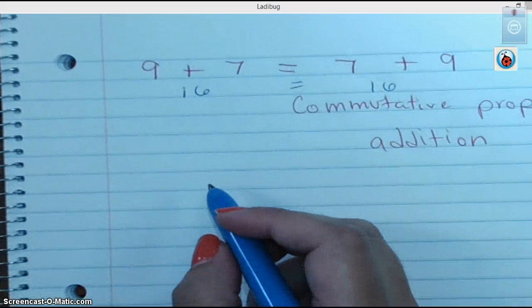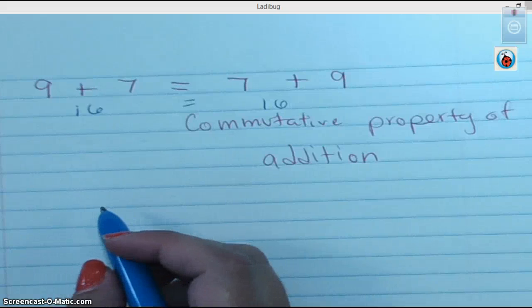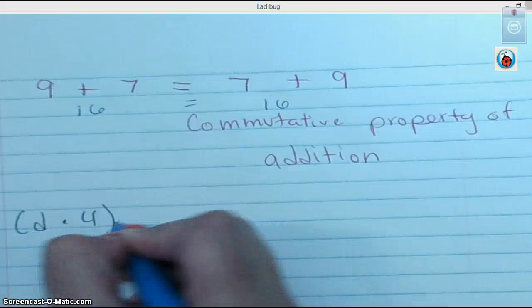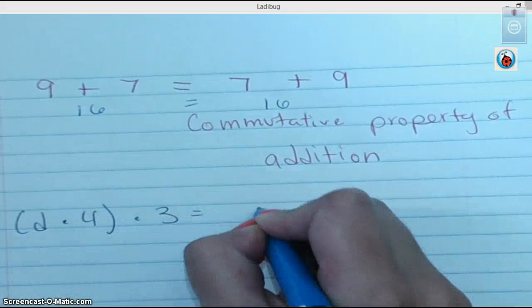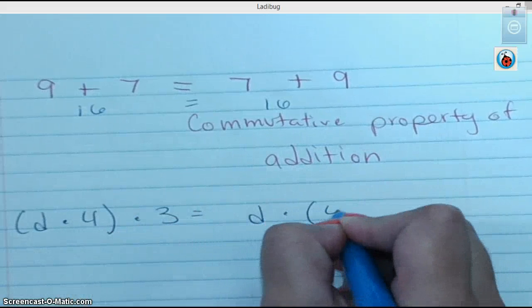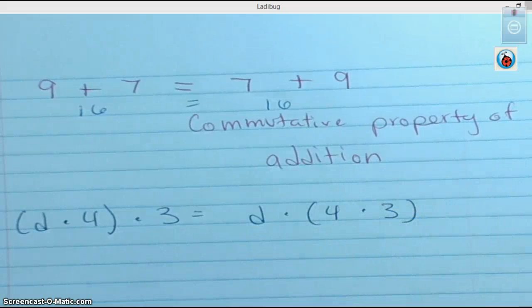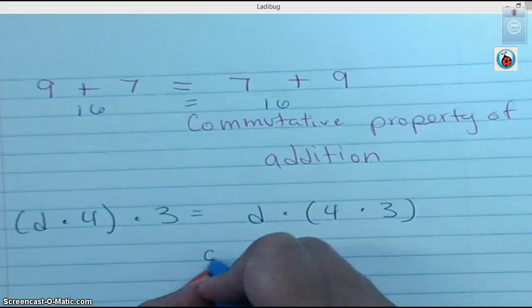What if we have d times 4 times 3 is equal to d times 4 times 3? What property does this equation illustrate? Associative property of multiplication.